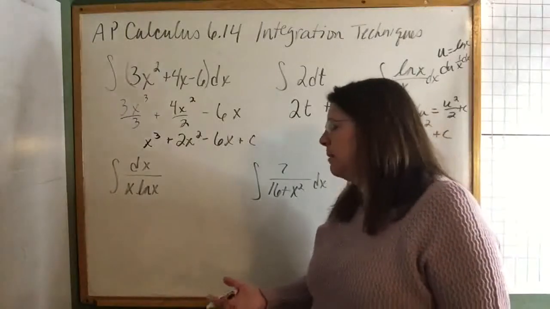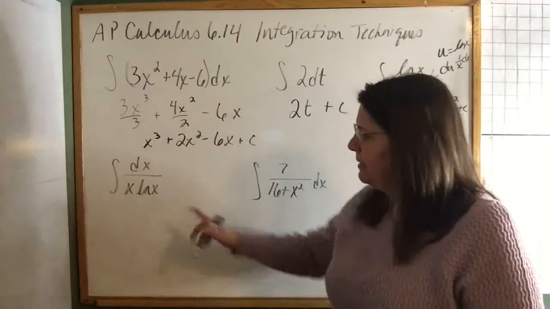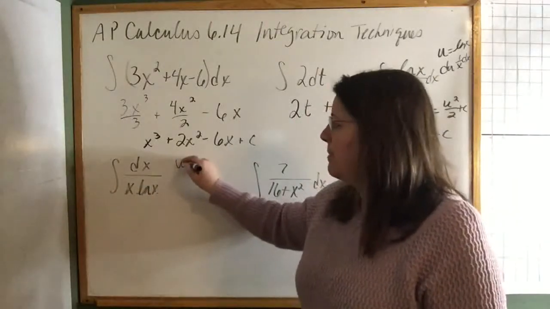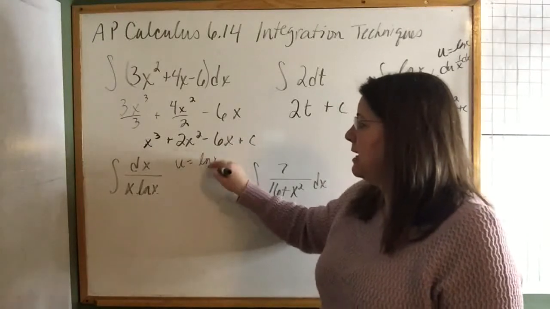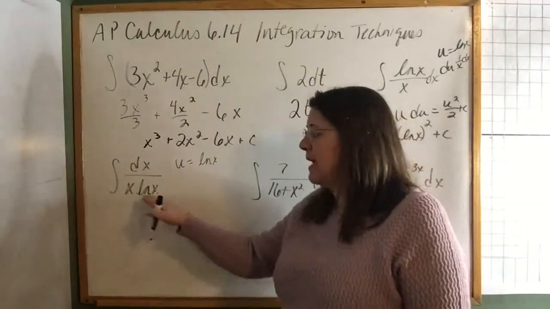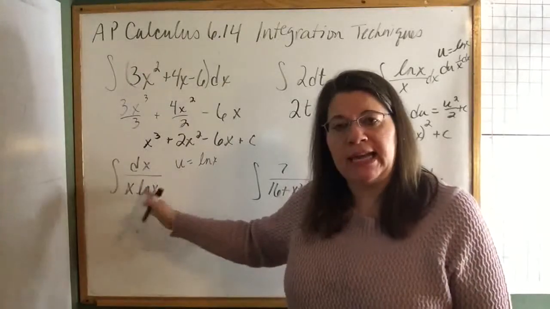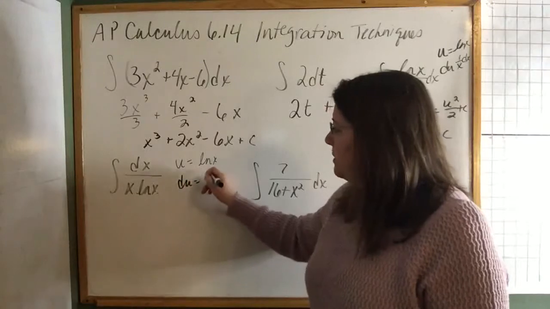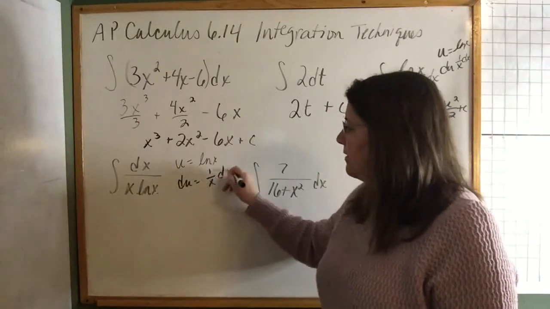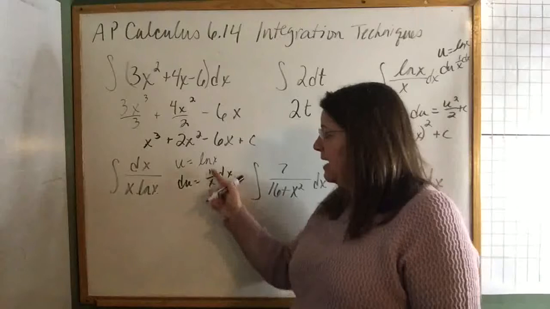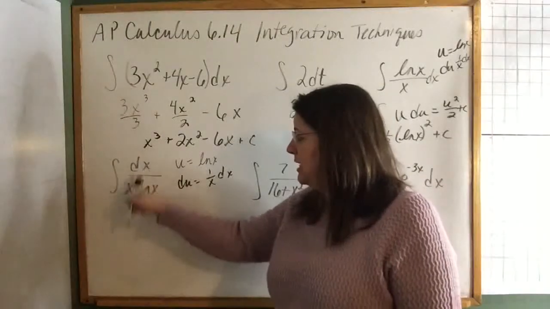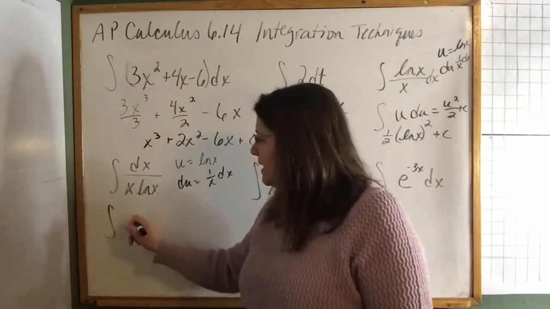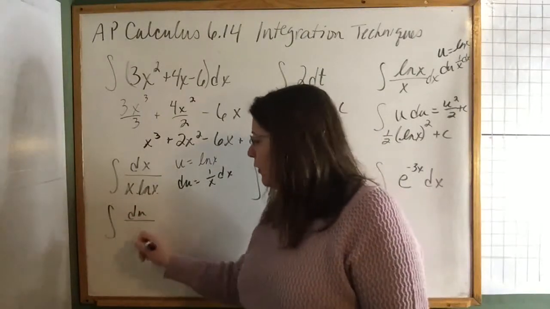This one is a similar situation. I this time have my natural log on the bottom, but I'm still going to say, okay, my u is still going to be the natural log of x because I don't have any way of dealing with that natural log and getting it out of there if I don't do that. So then my du is going to be 1 over x dx. Now, that's the same thing as dx over x, so we've got our du part. Our u this time is on the bottom, so we've got du over u.